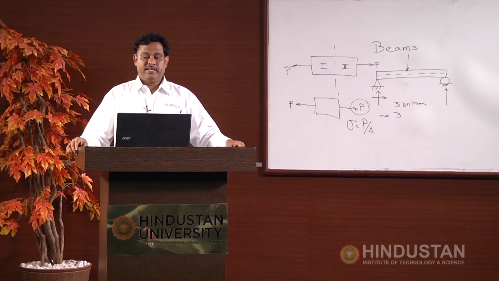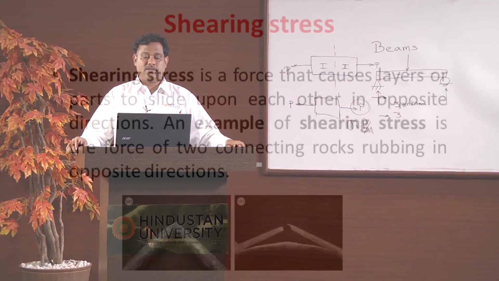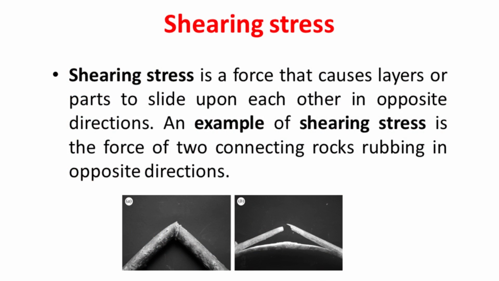Next we are going to the topic called shearing stresses. Shearing stress is a force that causes layers or parts to slide against each other in opposite directions. An example of shearing stress is the force of two connecting rocks rubbing in opposite directions. In the figure shown, when a load is applied, the wooden plank breaks in a shearing pattern, because this is due to the shearing stress.